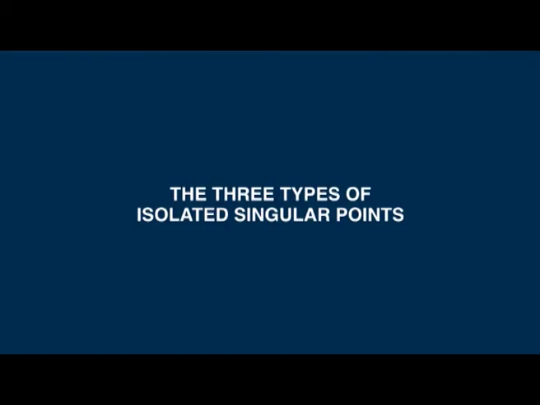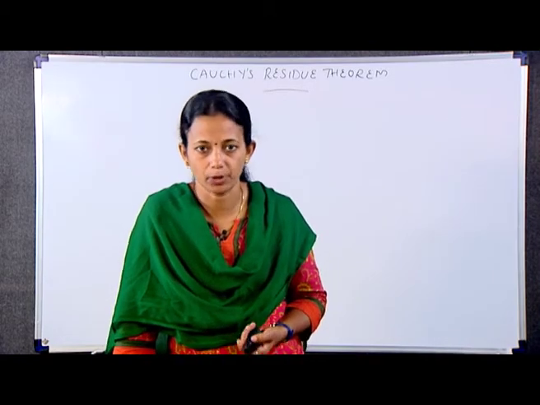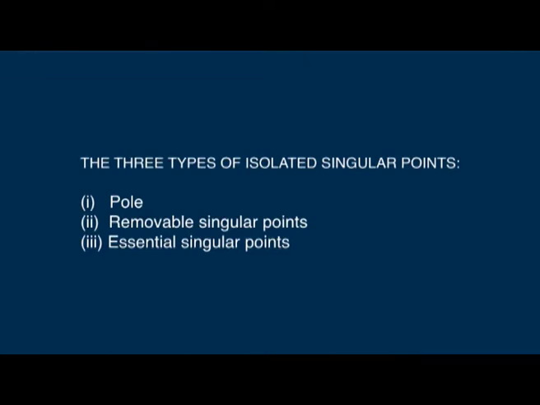Next, the three types of isolated singular points. We now discuss three types of isolated singular points. They are, first one is pole, second one is removable singular point, and the third one is essential singular point.